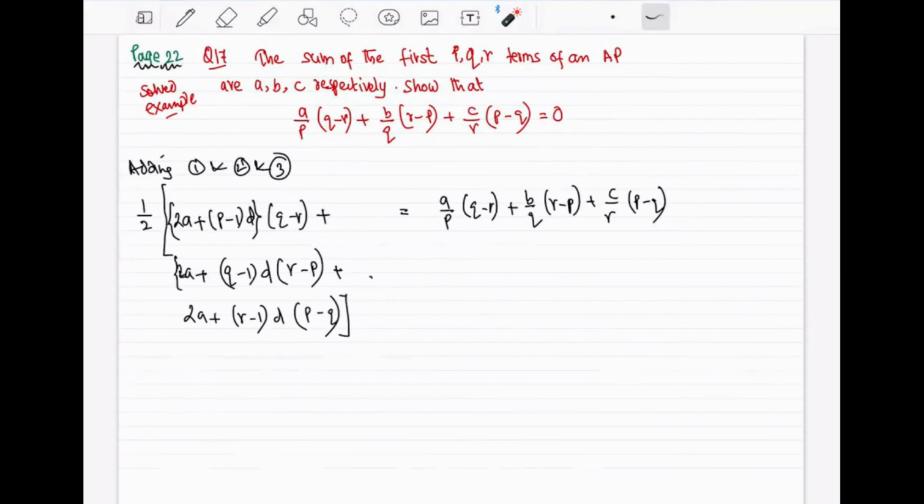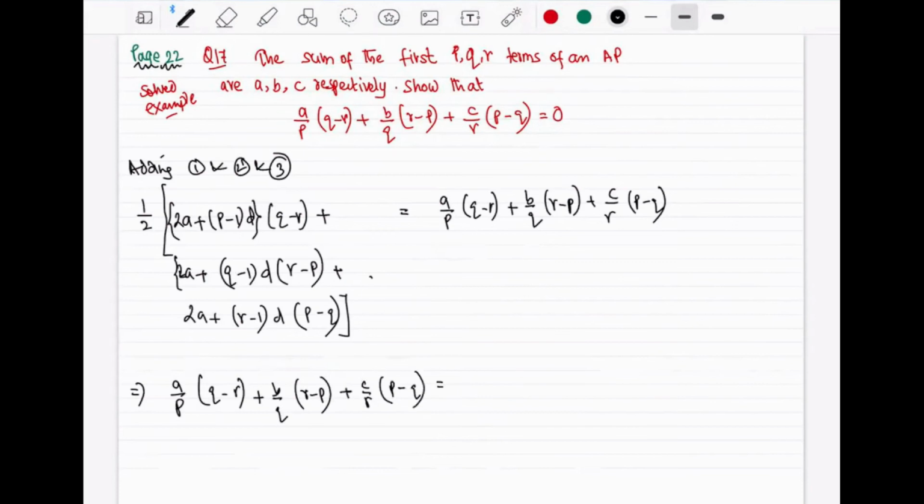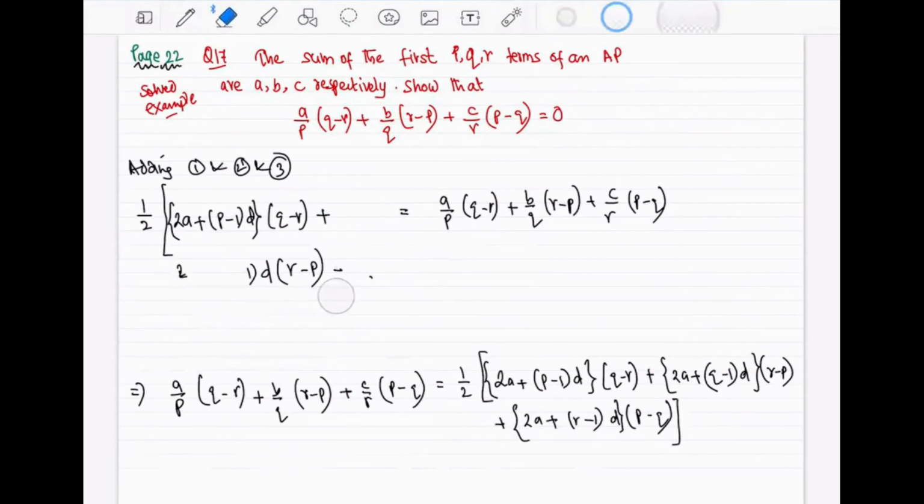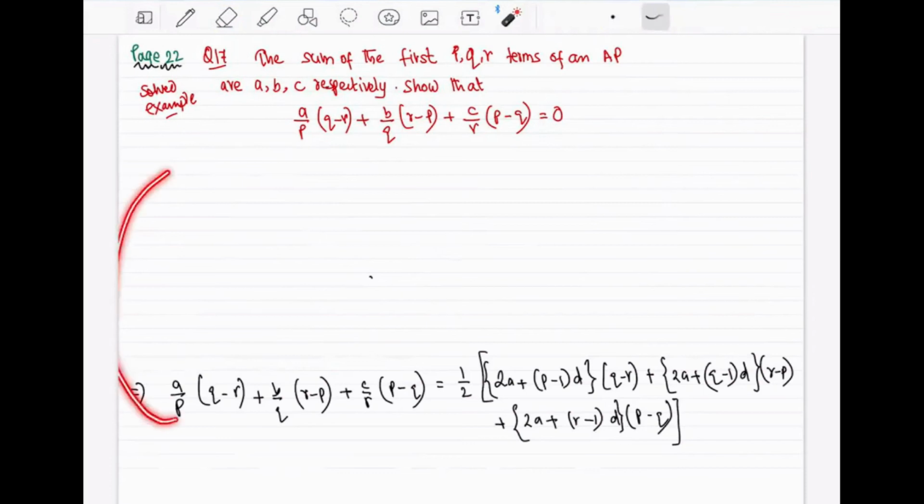Okay, so there are lots of terms to multiply. So let me rewrite the equation. I'm going to exchange the side, left hand side, the right hand side. Let's put it on this side here. A by p, q minus r, plus b by q, r minus p, plus c by r, p minus q. What about the right hand side? Right hand side, half is taken as common factor. I'm just rewriting it. Okay, no change there. Plus last one. Okay, so I'm rubbing this part, since we have just rewritten this. Okay, now let's continue this part here.